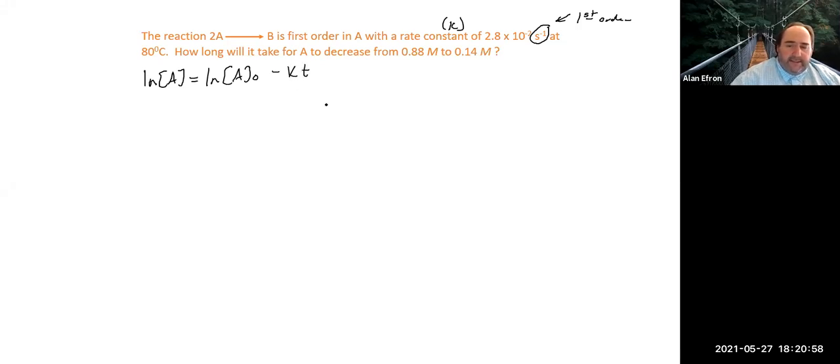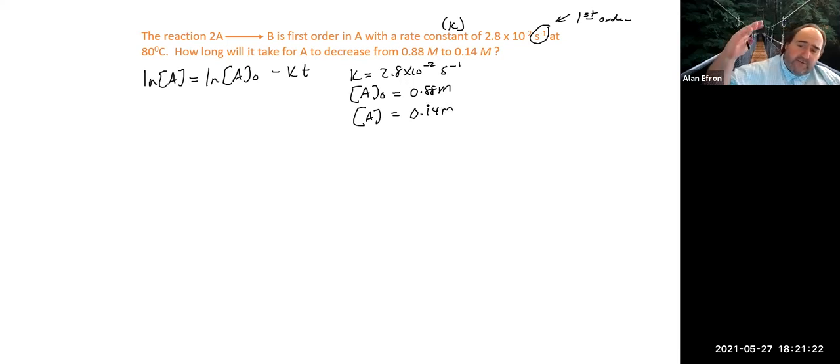So we have this guy here. We obviously have k given to us, which is 2.8 times 10 to the minus 2 reciprocal seconds. We have the 0.88, which is actually the initial concentration, and the final concentration is the 0.14. Remember, A is a reactant, so it should be decreasing with time. So we have everything we need except for t, which is time.